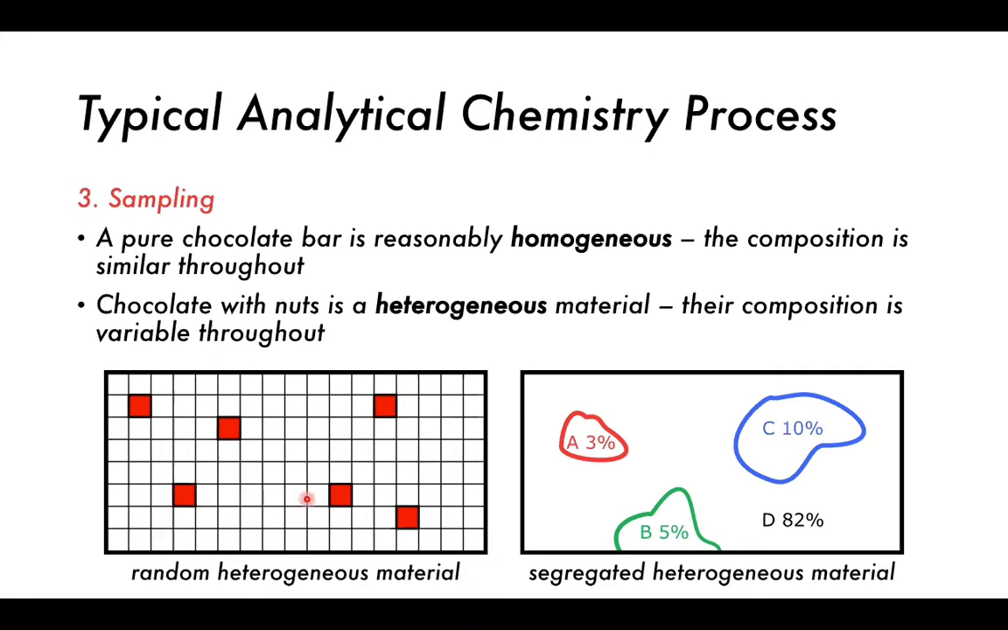In the case of a segregated heterogeneous material, this one is divided into 4 areas, A, B, C, and D. They have different compositions. A is about 3%, B 5%, C 10%, and D 82%, which means we would have to take 82% of our squares from the region of D, 10% from the region of C, 5% from the region of B, and 3% from the region of A. So if we had 100 sampling squares, 3 of them would be in the A region, 5 in the B, 10 in the C, and 82 in the D. And this would help us to ensure that our sample is going to be representative of the entire raw material, the bulk sample.